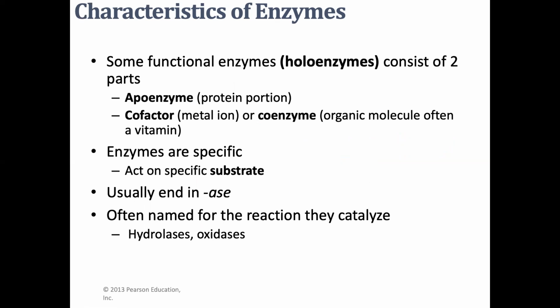Functional enzymes called holoenzymes can be made up of two parts. There's the apoenzyme, which is just the protein part of the enzyme. And then sometimes you'll have a cofactor and or a coenzyme. Cofactors are just metal ions, and you get those in your minerals in your diet. And a coenzyme is a vitamin, okay? And you also get those from your diet. They're naturally occurring in both your plant and your animal sources, okay?